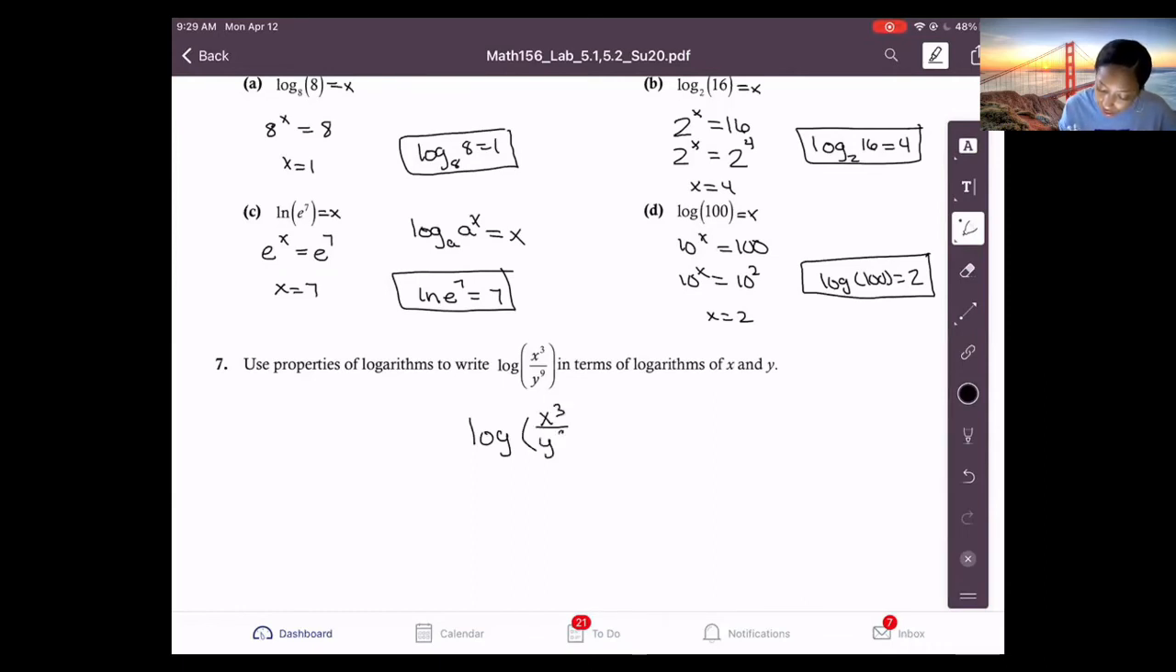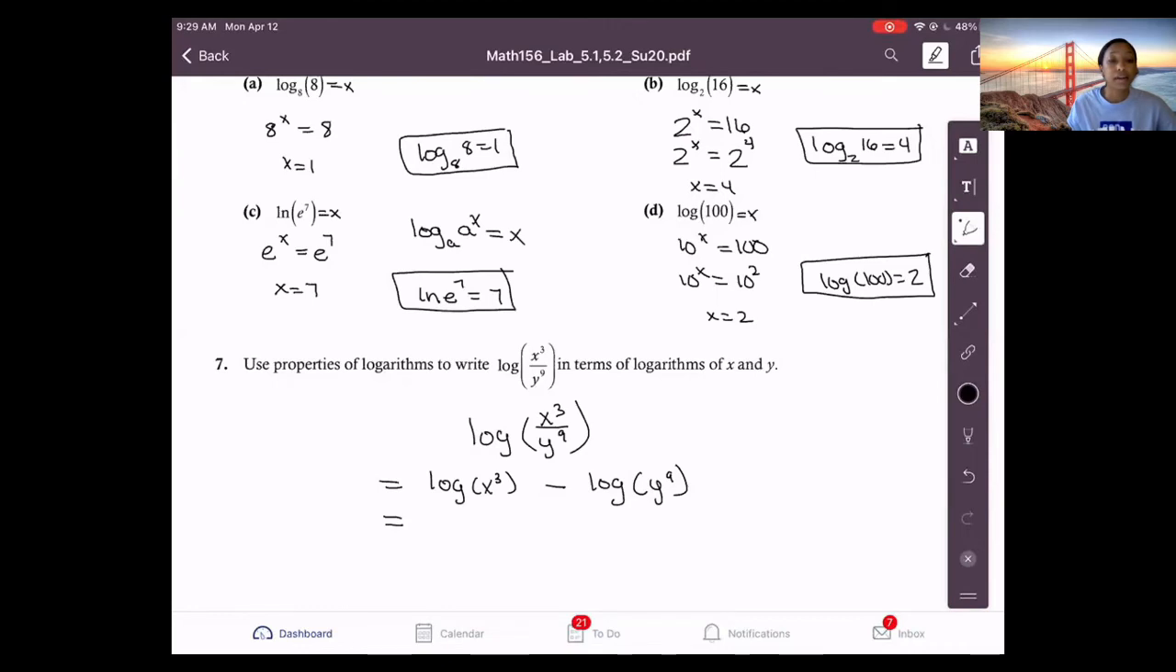if we have the log of 2 terms that are being divided, so we have x cubed over y to the 9th, we can expand that to 2 separate logs that are being subtracted. So this would be log of x cubed minus log of y to the 9th. All right, that's step 1.